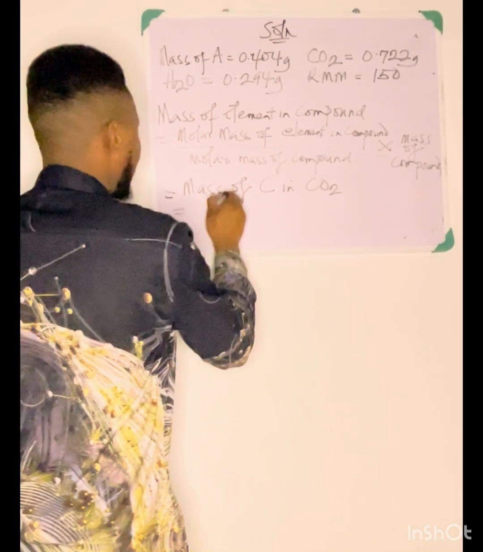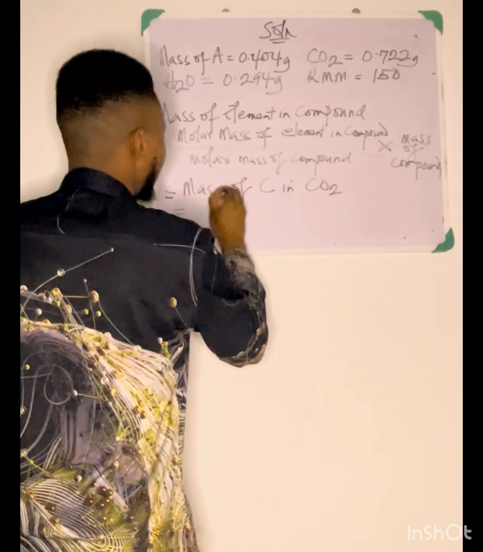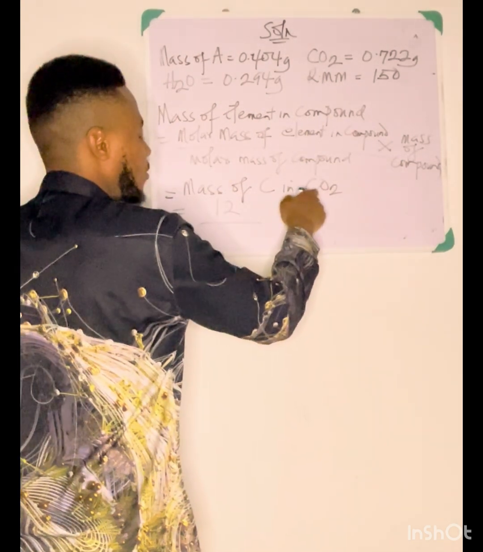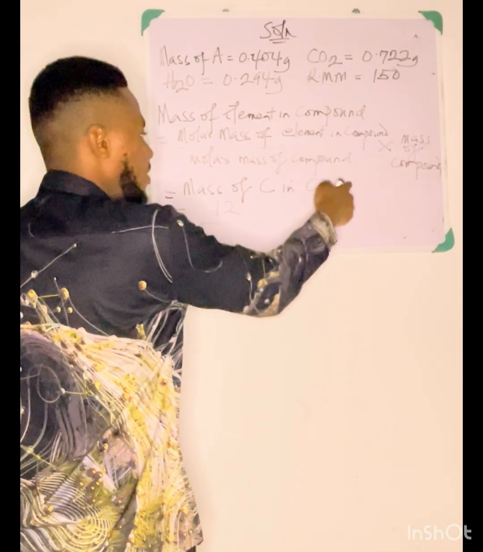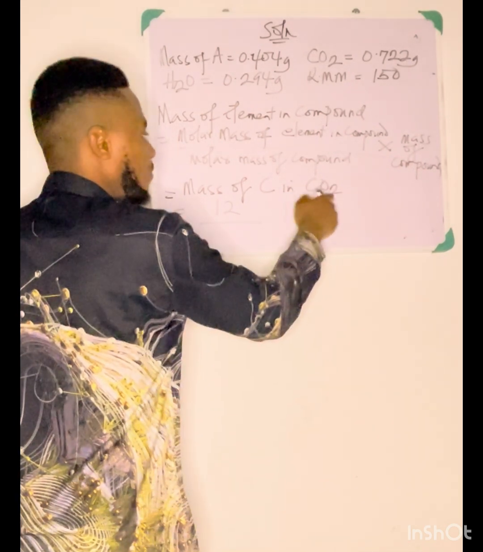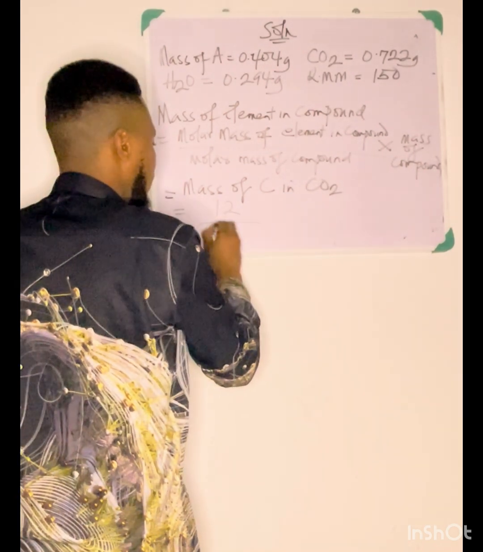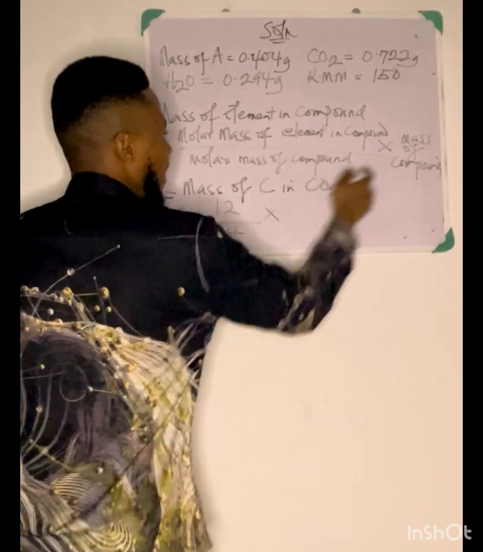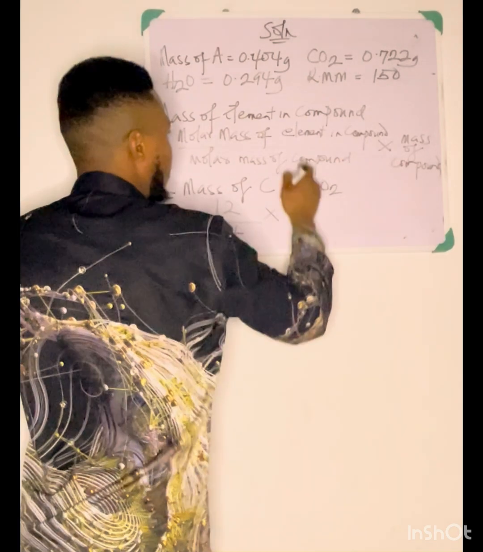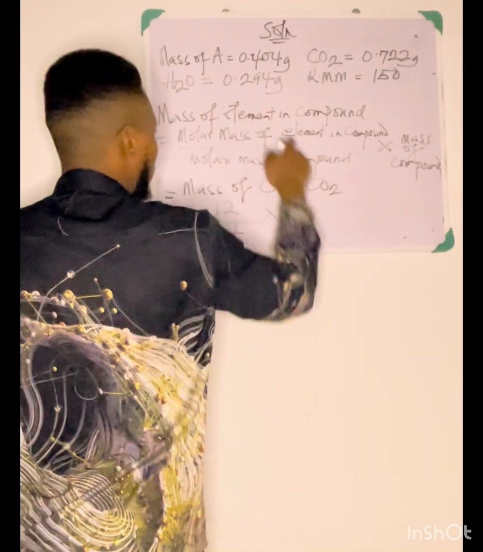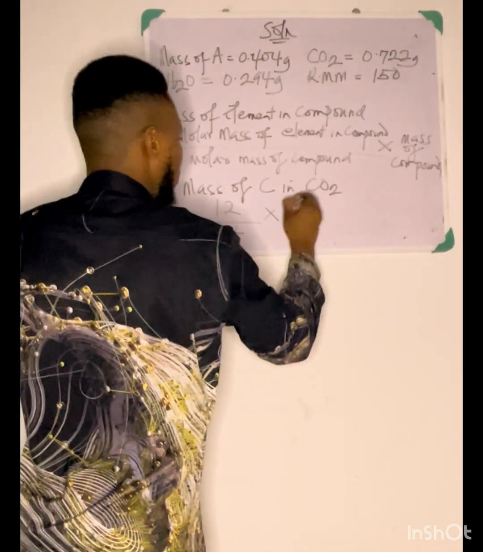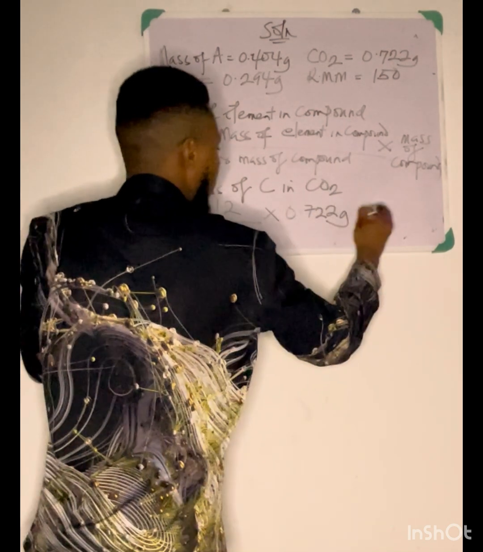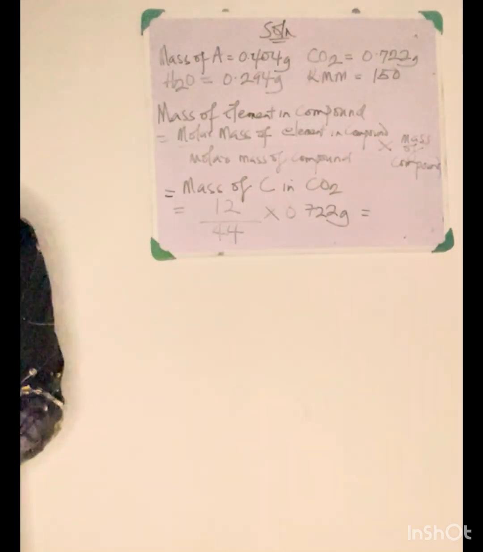And we'll divide it. We'll say 12 divided by the molar mass of CO2, which is 12 plus oxygen 16 times 2, which is 32. So 12 plus 32 is 44. So we say 12 divided by 44, then multiplied by the mass of the compound. Mass of CO2 we are using from the question is 0.722 grams. Okay, let me get my calculator.